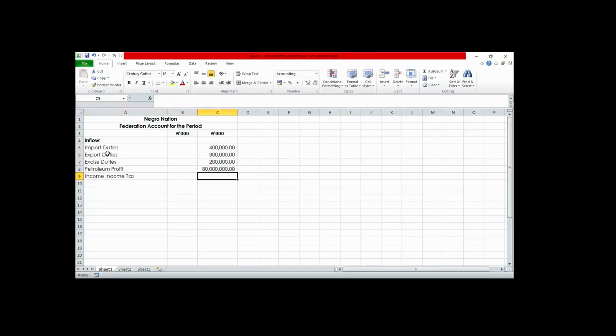How much is the company income tax? 71 million. The next one. Any other one again?